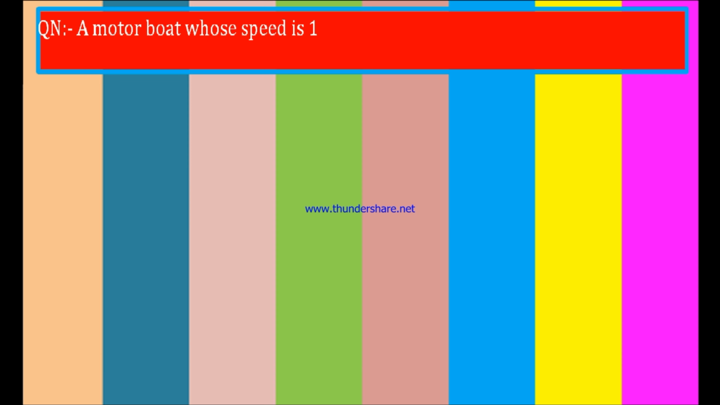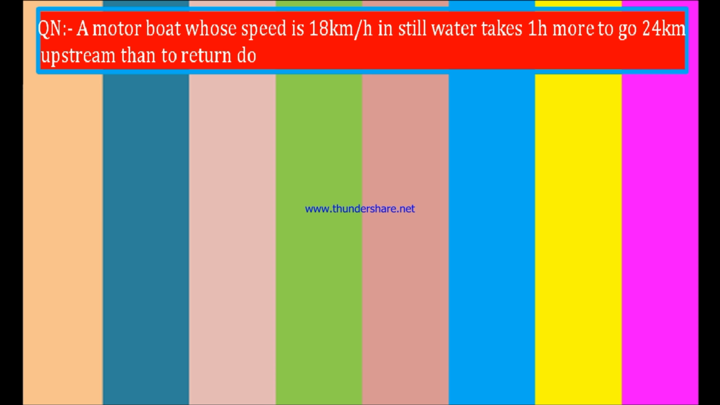Another question now. A motor boat whose speed is 18 km per hour in still water takes 1 hour more to go 24 km upstream than to return downstream. Find the speed of the stream. I shall repeat. A motor boat whose speed is 18 km per hour in still water takes 1 hour more to go 24 km upstream than to return downstream. Find the speed of the stream. This question appeared in March 2017.